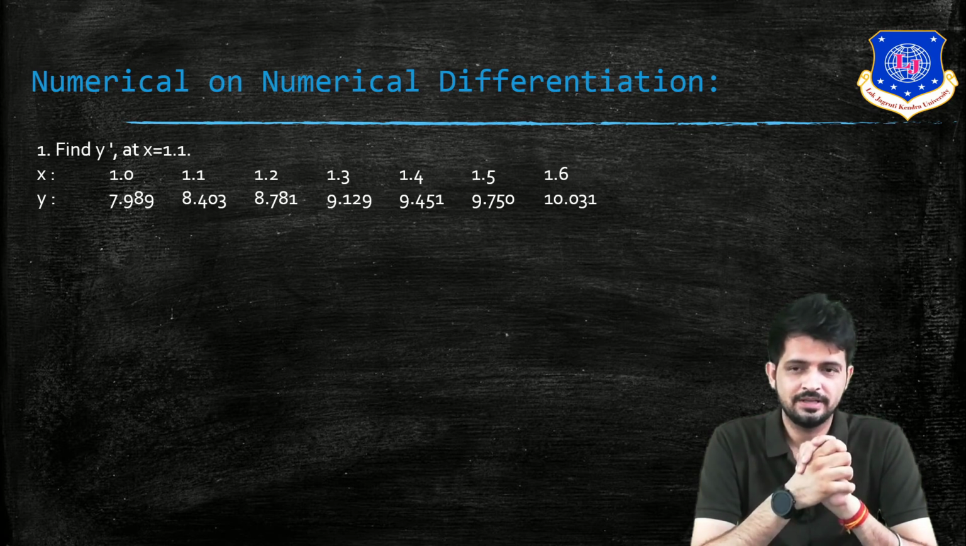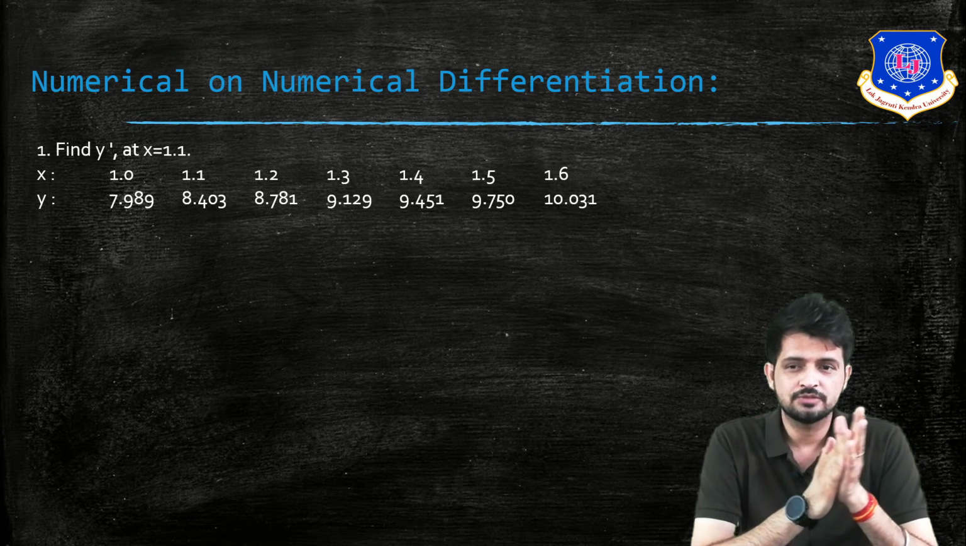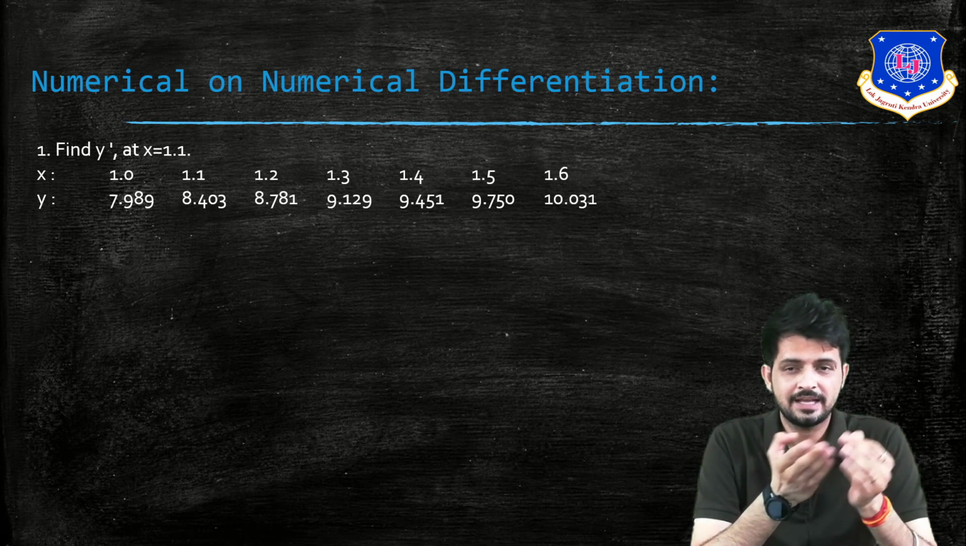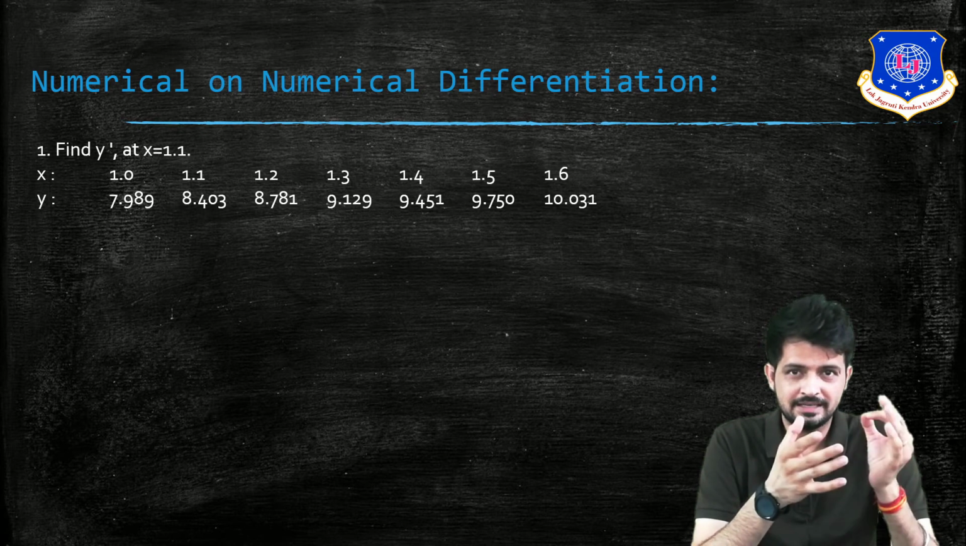You can see here the difference in the values of x is 0.1. So the value of h is 0.1 and that is fixed. So we can apply the Newton's forward or backward. Okay. Now we can apply forward or backward. Again, that is a question mark.